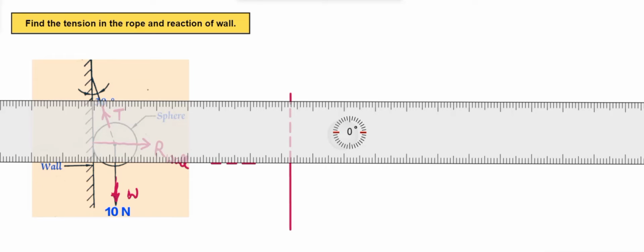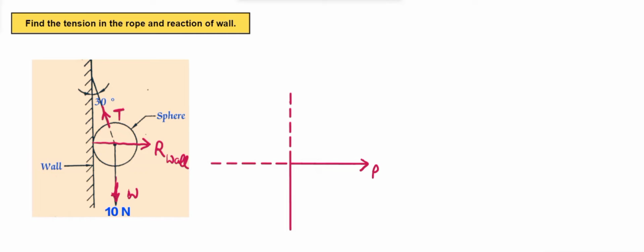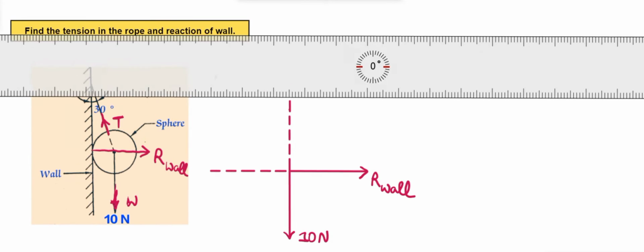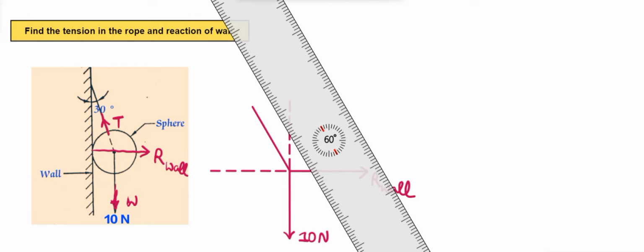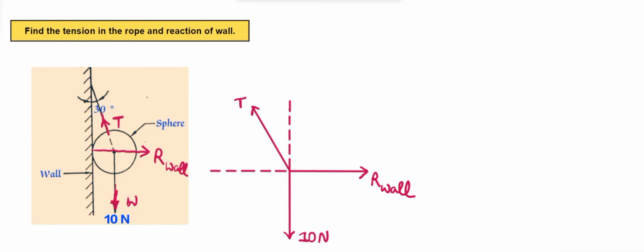Now just draw a horizontal line and a vertical line, and we'll show the weight and the reactions. Here it is our wall. In the downward direction, weight is acting, which is 10 Newton, and the tension T is acting at an angle. This angle is 30 degree, and these are vertically opposite angles, so here also the angle will be 30 degree. As it is 90 degree, so here it will be 60 degree.